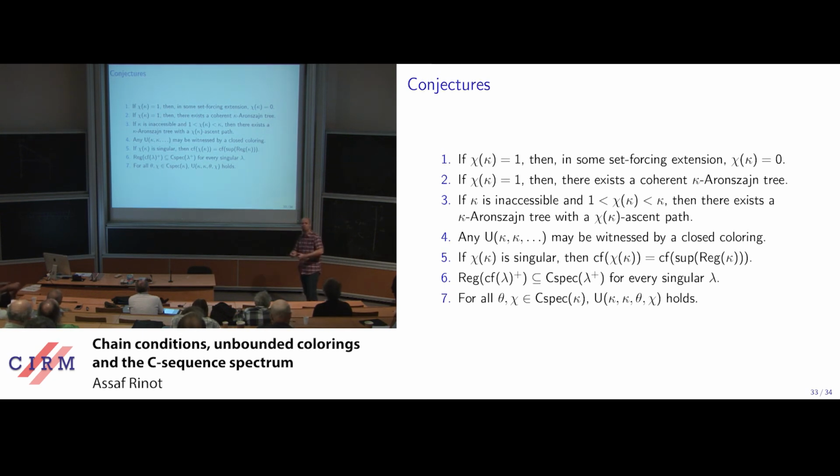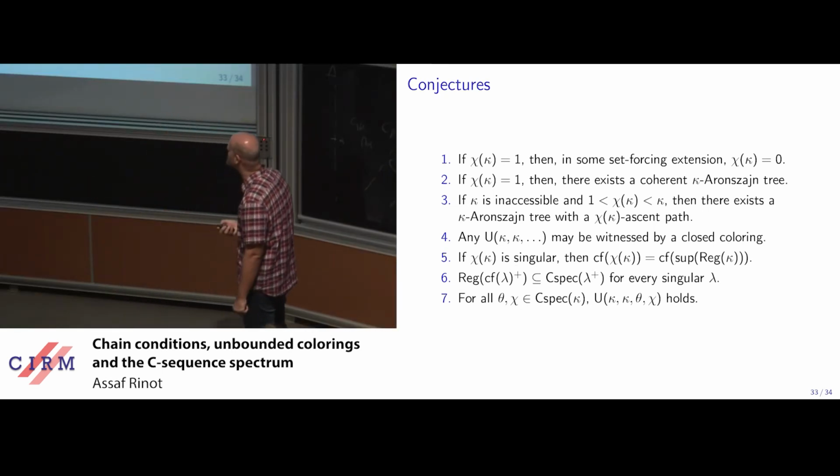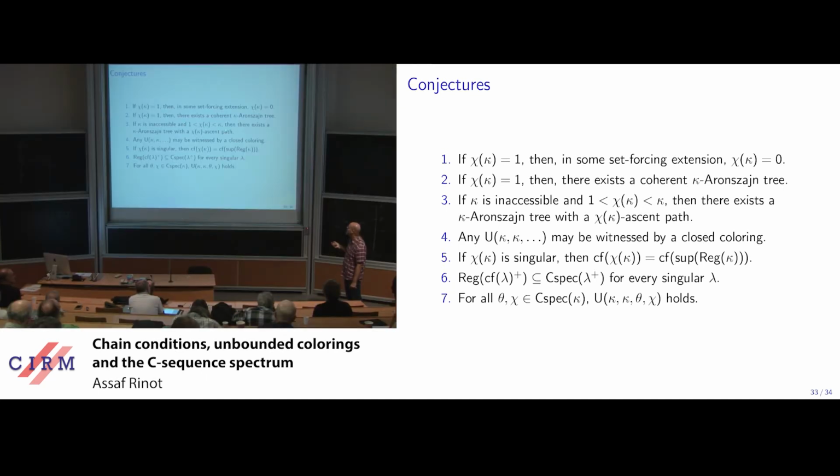You cannot be 1 without really becoming weakly compact again, being resurrected as a weakly compact in the extension. If chi kappa equals 1, then I believe that there has to be a coherent kappa Aronszajn tree. And if kappa is inaccessible and the value is somewhere in between 1 and kappa, then there will have to be a kappa Aronszajn tree which contains a chi kappa ascent path. It just looks like they come together, as far as I can tell. I also hope to answer the question whether any instance like this has to be witnessed by a closed coloring.